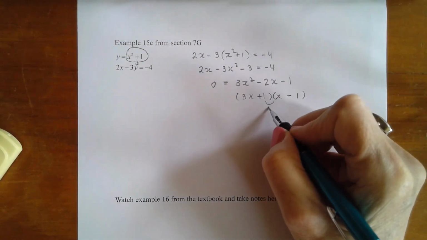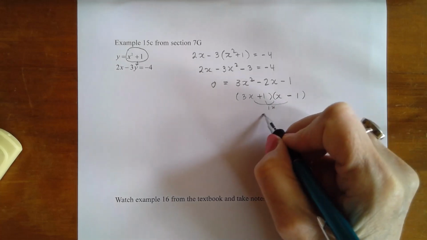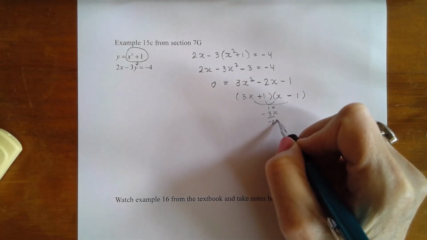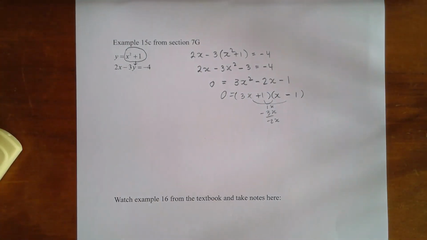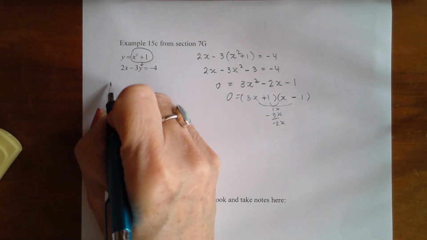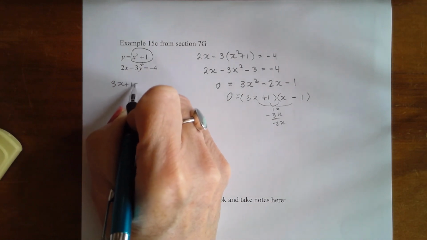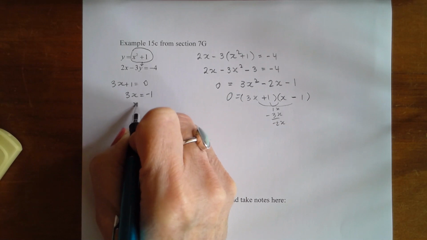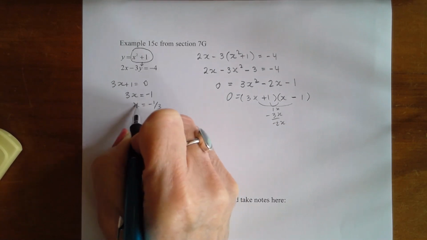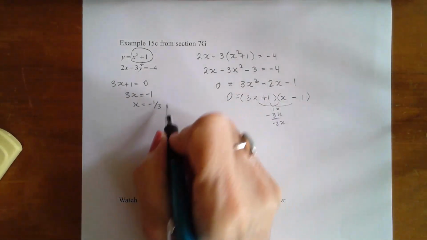Let's see, let's check that. That's 1x there, and negative 3x gives me negative 2x. So I've factorized that correctly. I know I did it quickly. And then I set each one equal to 0. So I get 3x plus 1 equals 0, which gives me 3x equals negative 1, or x equals negative 1/3. Okay? And for this one, I get x equals 1.